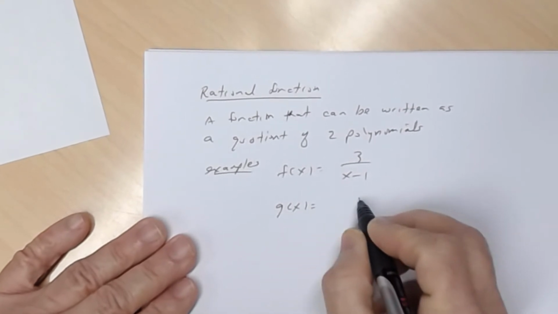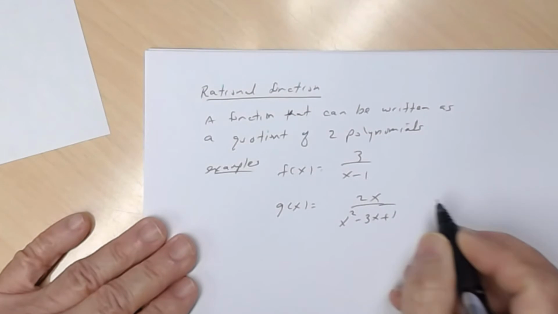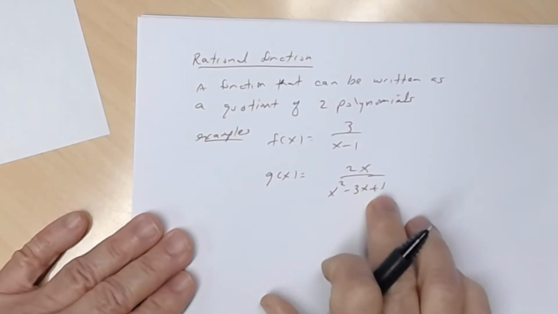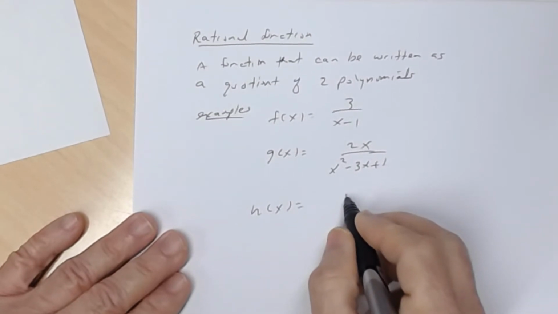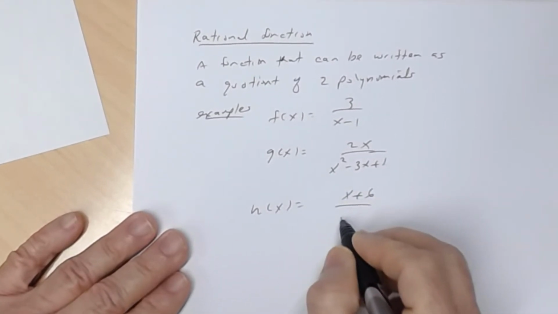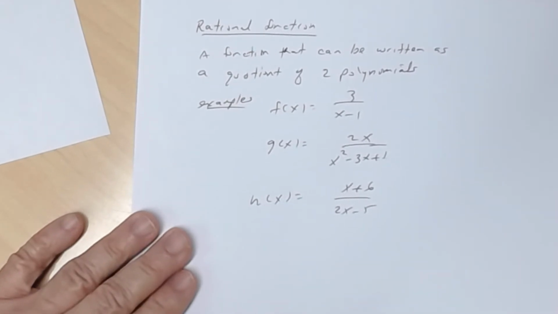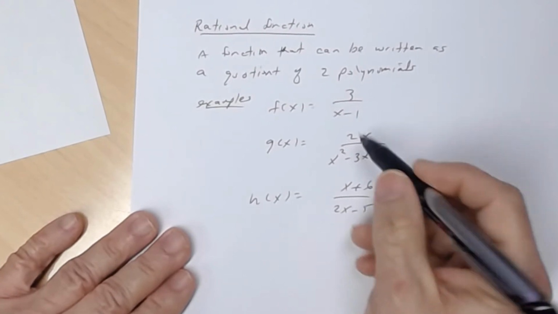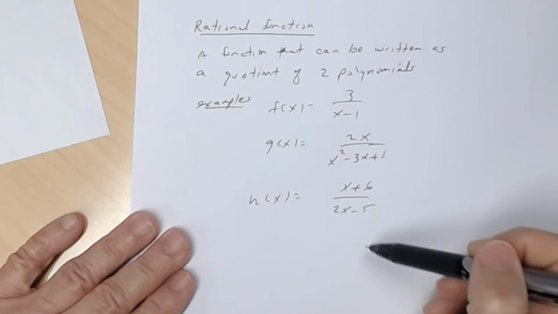You could see something like 2x divided by x squared minus 3x plus 1. So polynomial divided by polynomial. h of x equals x plus 6 divided by 2x minus 5. These are all examples of rational functions. You have a polynomial divided by a polynomial. So it's a quotient. Remember, quotient means to divide, so you're dividing 2 polynomials.